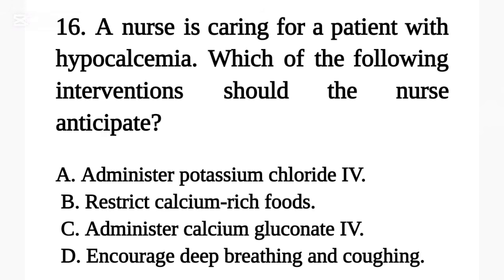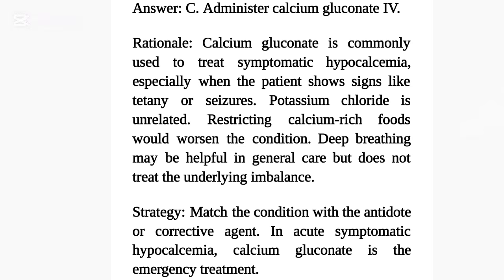16. A nurse is caring for a patient with hypocalcemia. Which of the following interventions should the nurse anticipate? A. Administer potassium chloride IV. B. Restrict calcium-rich foods. C. Administer calcium gluconate IV. D. Encourage deep breathing and coughing. Answer: C. Administer calcium gluconate IV.